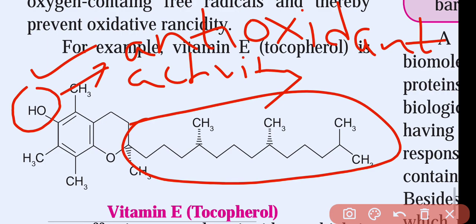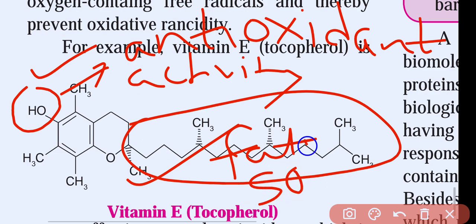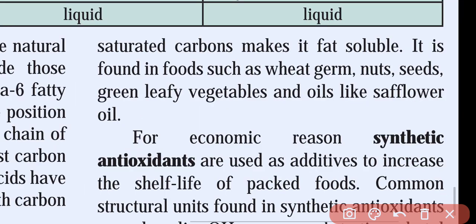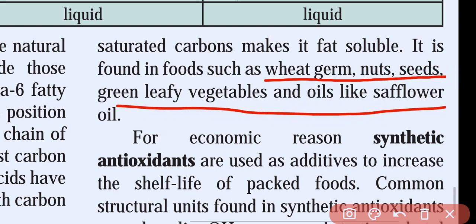Also, the long chain of saturated carbon atoms makes it what? Fat soluble. I'm repeating that the long chain of saturated carbon atoms makes it fat soluble. Therefore, when vitamin E is added to packed edible oil, it prevents the oxidative rancidity of the oil. Now see the sources of vitamin E: wheat germ, nuts, seeds, green leafy vegetables, oils like safflower oil.